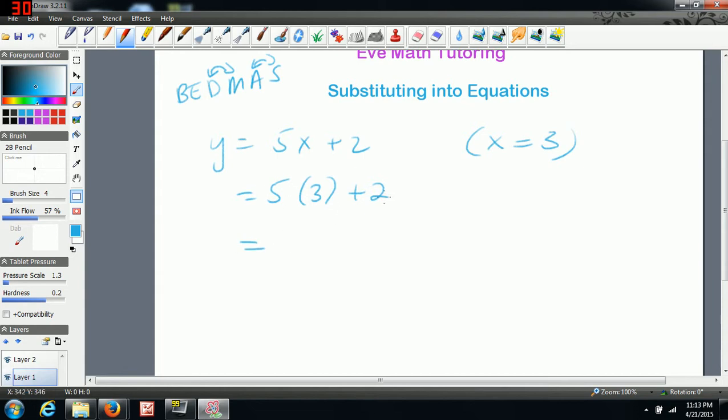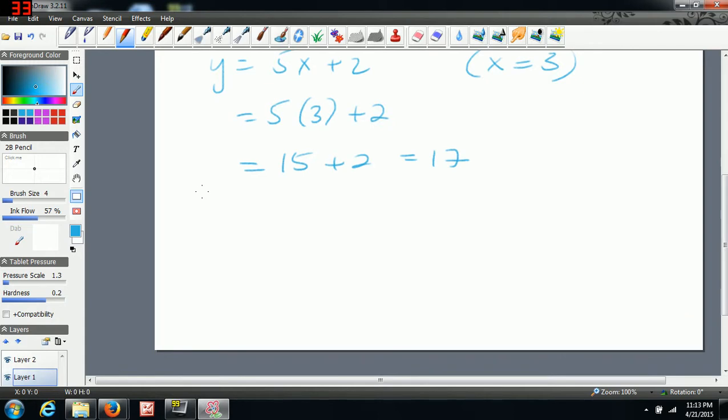So at this point we have 5 times 3 plus 2, so we do multiplication first. So 15 plus 2, which is equal to 17. And then we would get our answer, which is 17. Okay, now say we had another example.